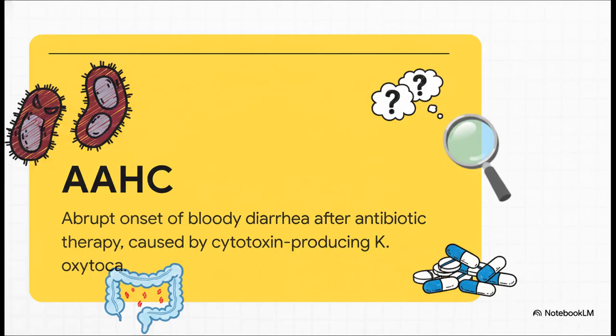AAHC is a really dramatic clinical picture. You have a patient who suddenly develops bloody diarrhea and severe cramps, usually right after they've been on a course of antibiotics, often something really common like a penicillin. And it's so important to remember this isn't C. difficile. AAHC is a totally distinct syndrome, and the one and only culprit is a cytotoxin-producing strain of Klebsiella oxytoca.